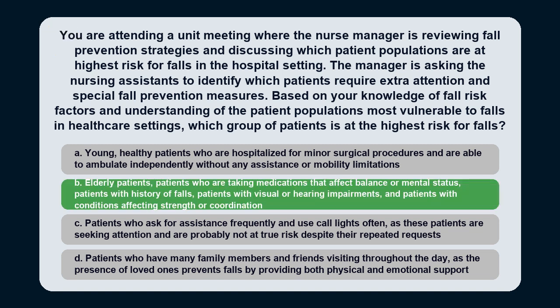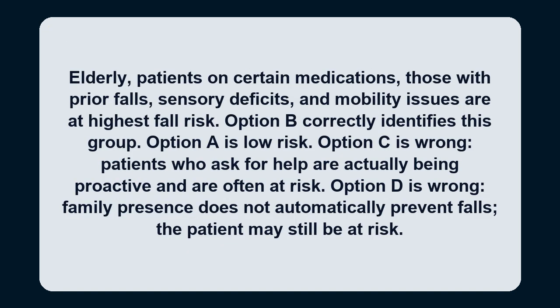The answer is B. Elderly patients, patients on certain medications, those with prior falls, sensory deficits, and mobility issues are at highest fall risk. Option B correctly identifies this group. Option A is low risk. Option C is wrong. Patients who ask for help are actually being proactive and are often at risk. Option D is wrong. Family presence does not automatically prevent falls. The patient may still be at risk.